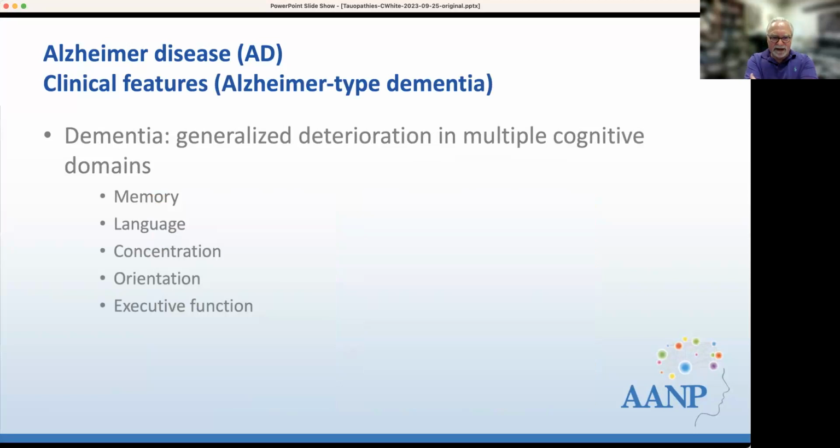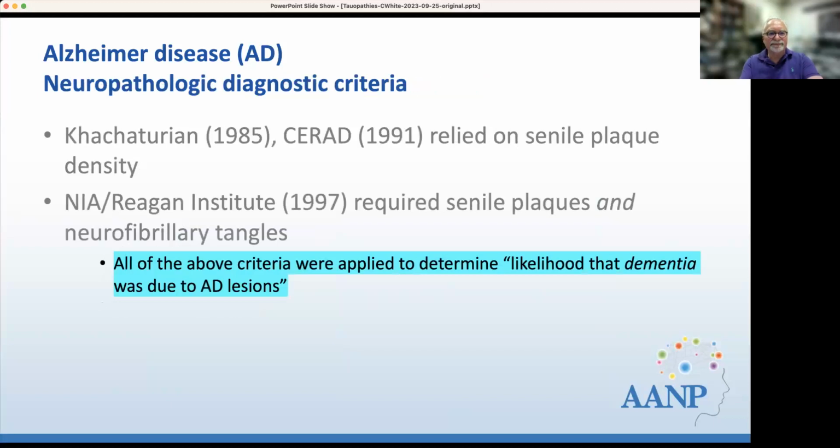Alzheimer's disease itself is defined as a clinical pathologic entity that's characterized not only by the neuropathologic lesions I just showed, but also by dementia, meaning a generalized deterioration in multiple cognitive domains that may include language, memory, concentration, visuospatial orientation, and executive function among the key elements.